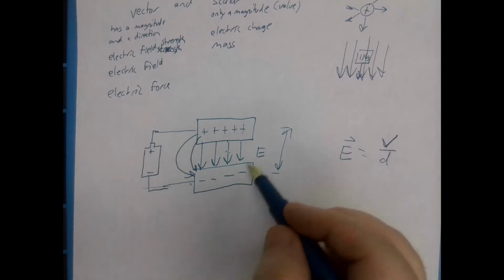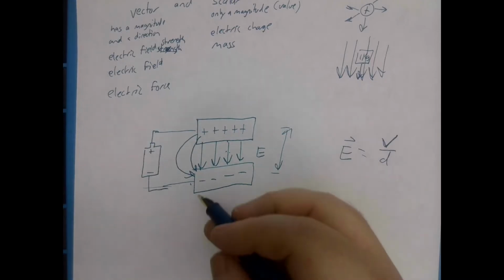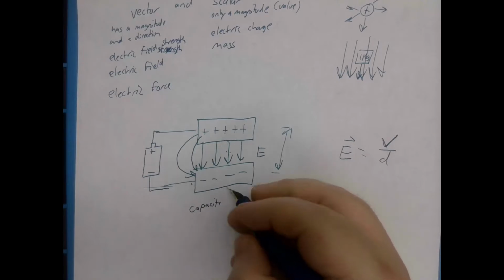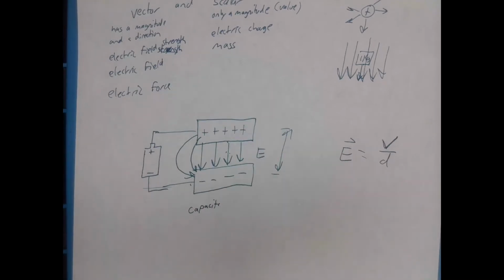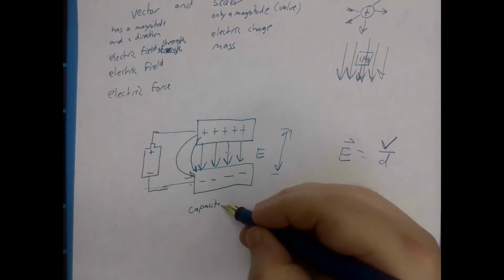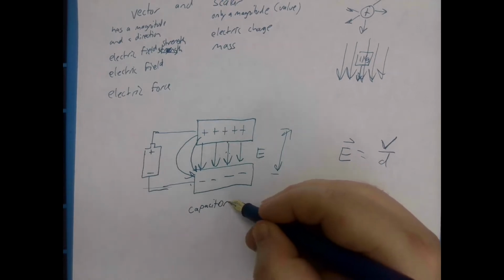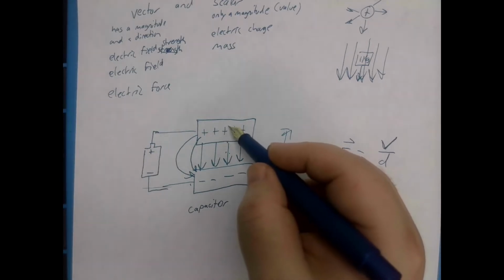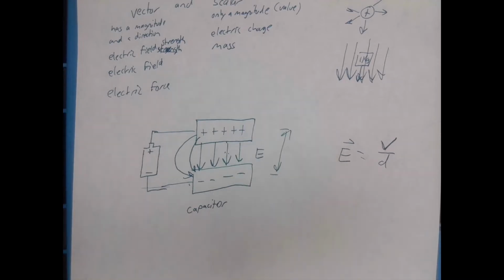We'll learn what this is later. This is known as a capacitor. It actually stores charge. Over time, charge will go to the top, charge will go to the bottom, and you're separating them out, so you're storing charge and energy.